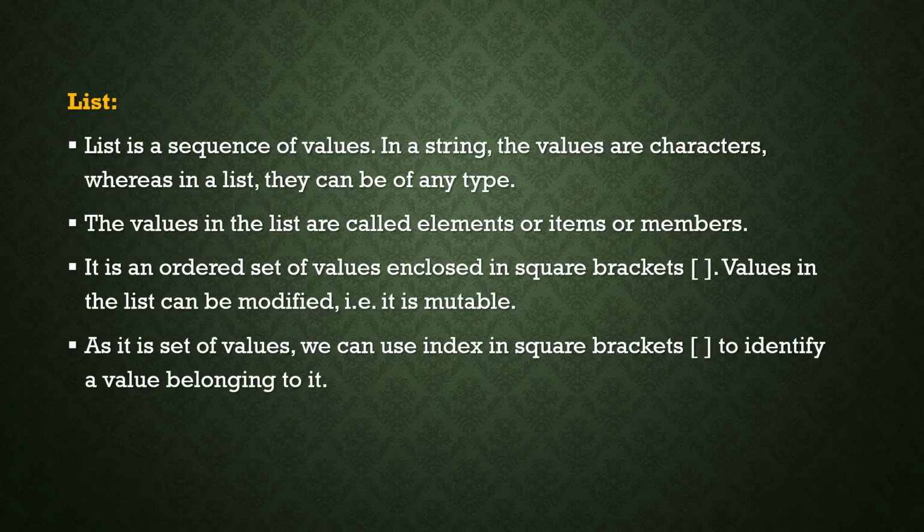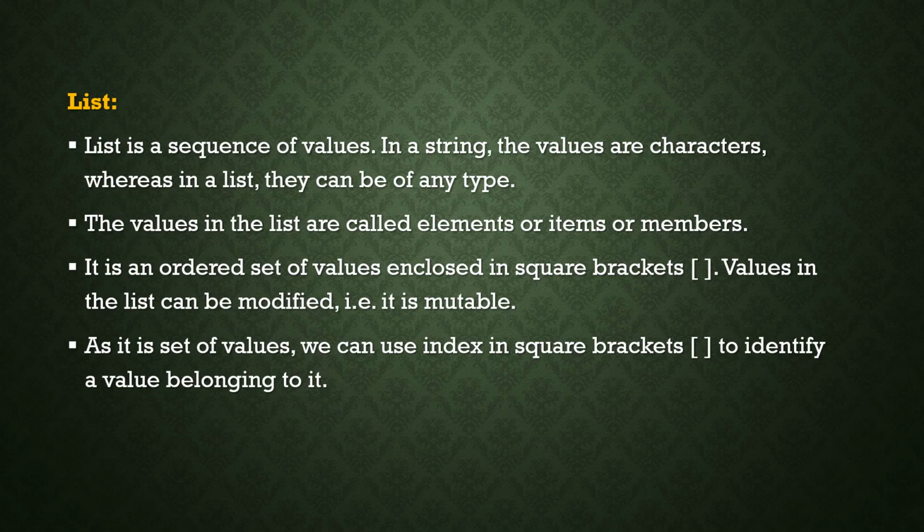Today's session starts with list. Actually, last year we studied about list. List is a mutable type, that means we can change the contents. List is a sequence of values. In a string the values are characters, whereas in a list they can be of any type. It may be an integer, floating point number, complex number, any number, or any characters may be included.